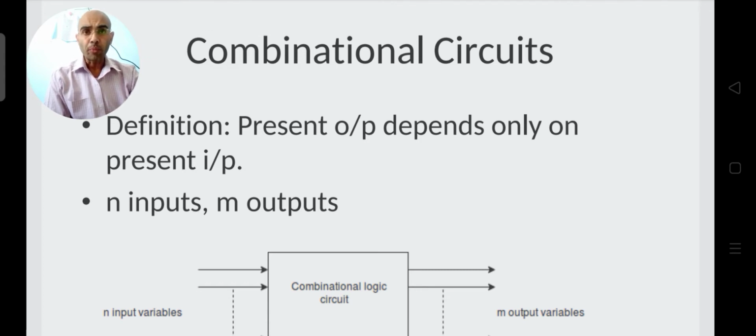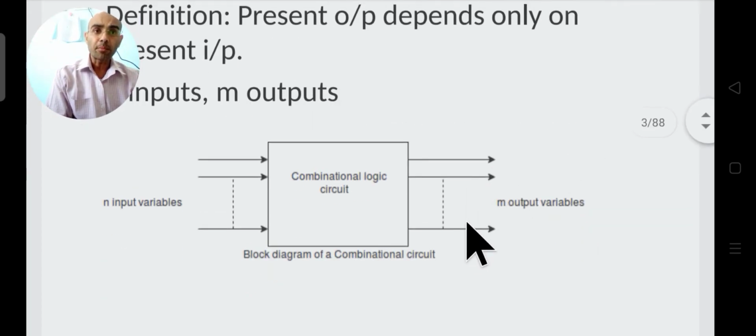But if you talk about combinational circuits, these are the circuits whose output depends only upon the present inputs. Whatever input you apply, the output will be dependent upon those inputs which are applied at this moment, not on the past inputs. So this type of circuits whose output depends only upon the present inputs are called combinational circuits.